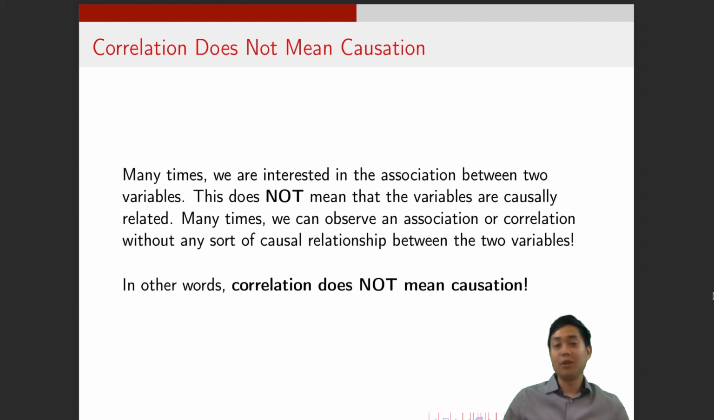Right? But we do have to be careful. We don't want to say just because higher poverty rate seems to be associated with a higher federal spending rate that one causes the other. So it seems like poverty rate and the federal spending rate are associated, but that doesn't mean that poverty rate causes higher federal spending. So in other words, this is a very common saying, correlation does not mean causation.